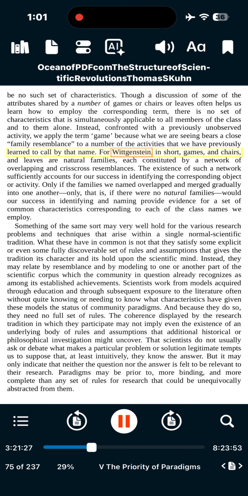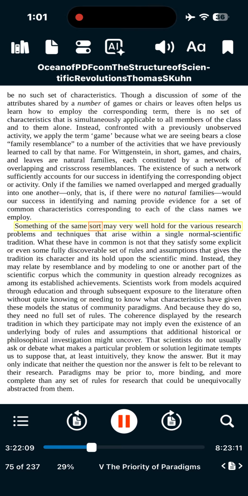For Wittgenstein, in short, games, and chairs, and leaves are natural families, each constituted by a network of overlapping and criss-cross resemblances. The existence of such a network sufficiently accounts for our success in identifying the corresponding object or activity. Only if the families we named overlapped and merged gradually into one another, only, that is, if there were no natural families, would our success in identifying and naming provide evidence for a set of common characteristics corresponding to each of the class names we employ.